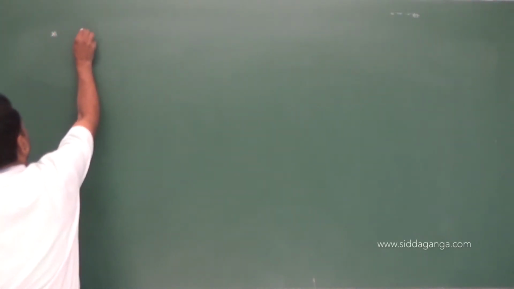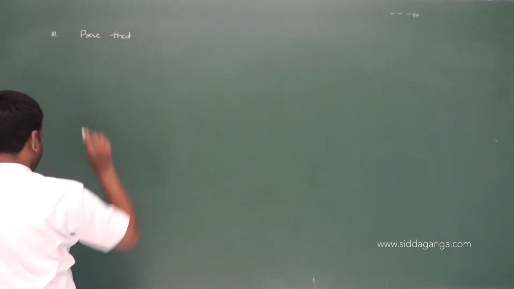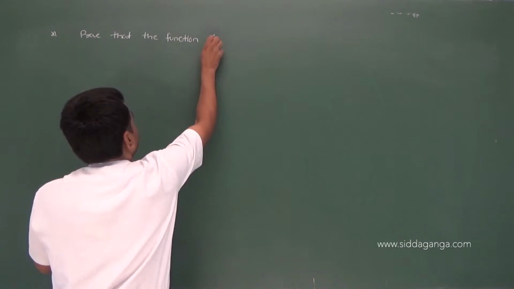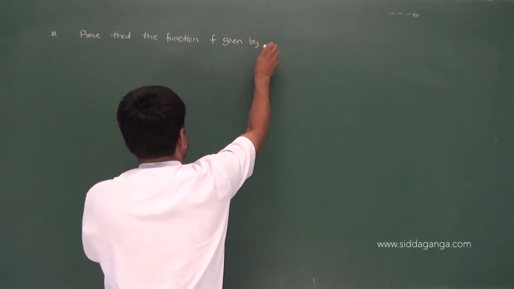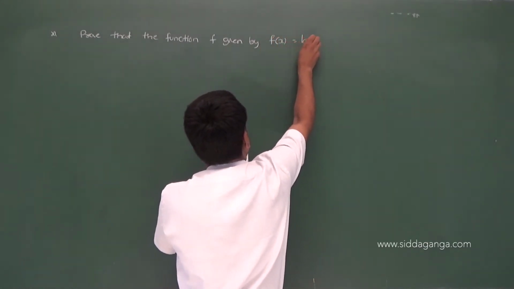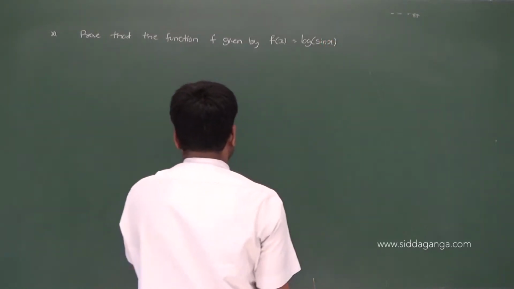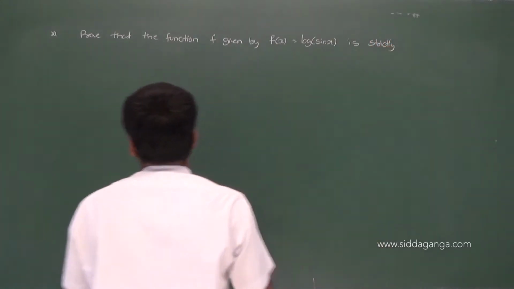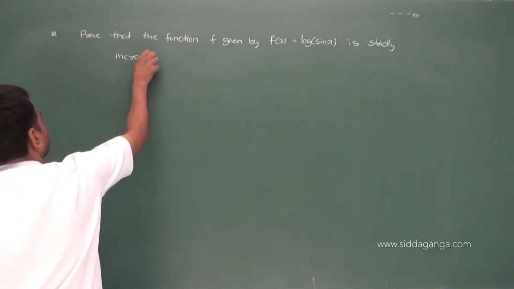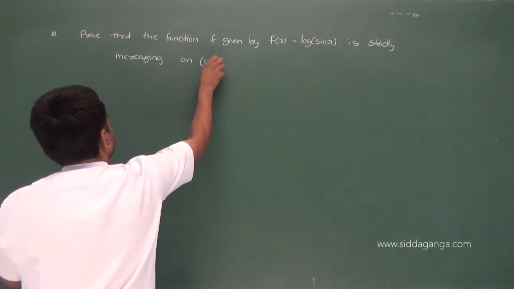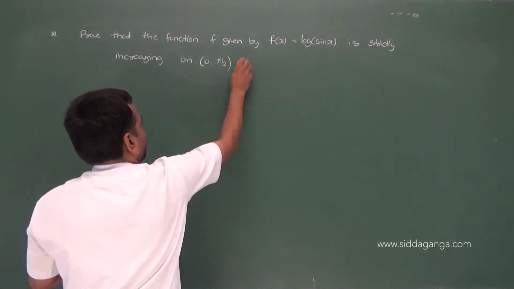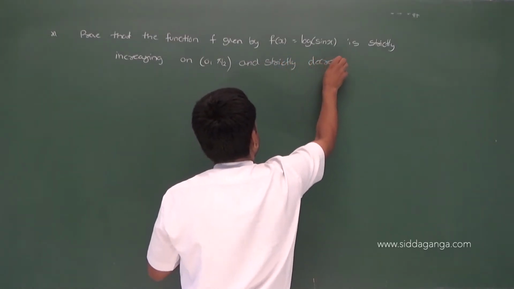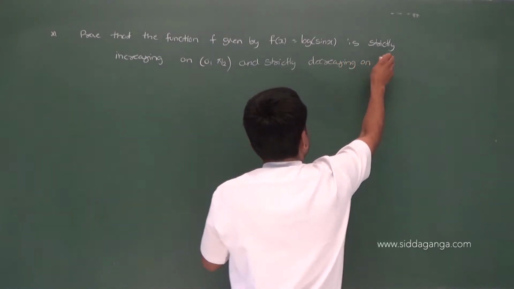Next one. Prove that the function f given by f of x is equal to log of sin x is strictly increasing on 0 to pi by 2 and strictly decreasing on pi by 2 to pi.